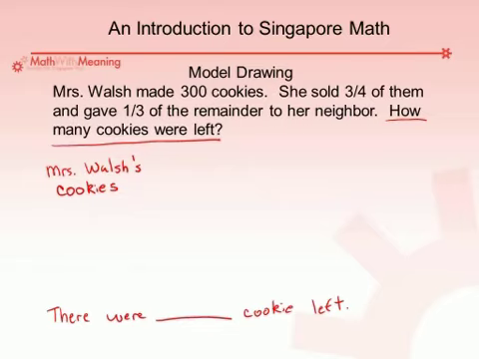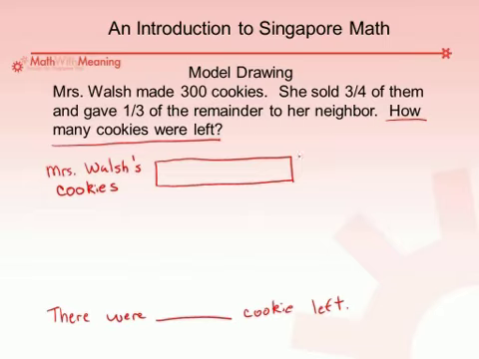Now, before we had 2. This time we only have Mrs. Walsh and her cookies. We're really talking about her cookies. So now what we're going to do is just give Mrs. Walsh a unit bar. And that unit bar represents all of her cookies. But remember what we're going to do now? We're going to go back and reread the problem one sentence at a time. It goes like this. Mrs. Walsh made 300 cookies, period, stop.